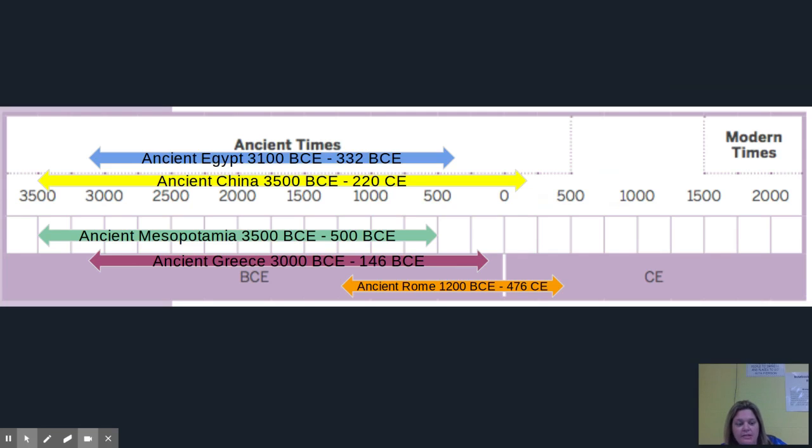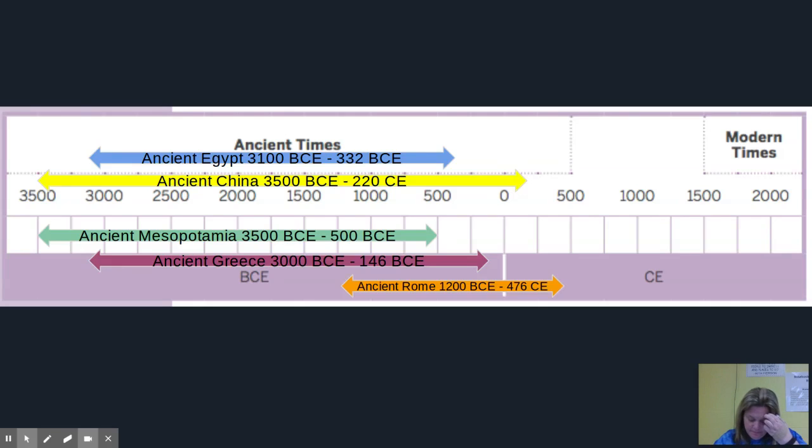Now, this is an example of how ancient times were set. I gotta stand up. Okay, this is an example of how ancient times, how they were set. Now, we did ancient Mesopotamia first. So this is about the length of time it was started. China, Egypt, Greece, and Rome. Now, a lot of these time periods overlap with each other. And that's something that is really interesting when it comes to ancient times.